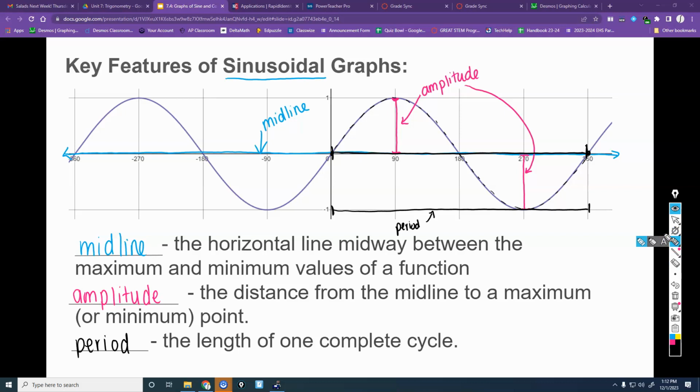Okay, so on Monday, we are going to look at how to find these things and how to use these equations for real life situations. And that'll be the last thing that we cover. Tuesday, we will review. Wednesday, we will have our test.